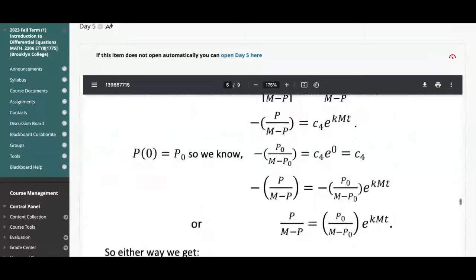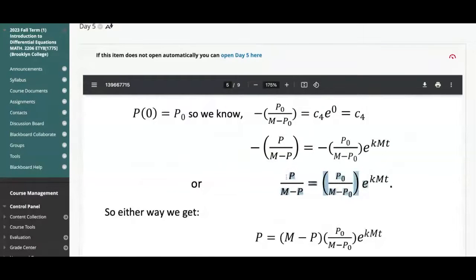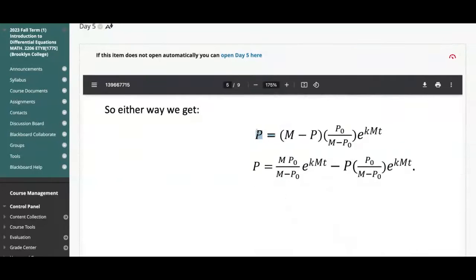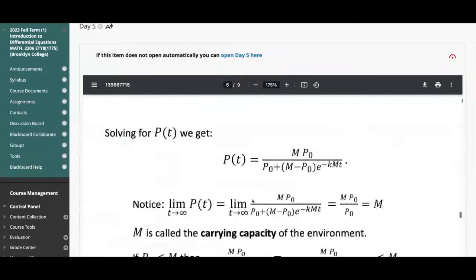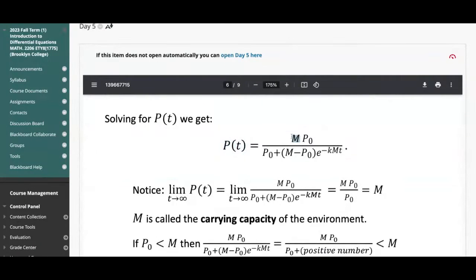Okay, if we solve for P from here, right? So we're trying to solve for P, then we have to go through this process. Then we move this term to the other side. Then we solve for P. So we get a P of T equals this. The population function in terms of the initial population and such M and such K, right? Because it's a function in terms of T.